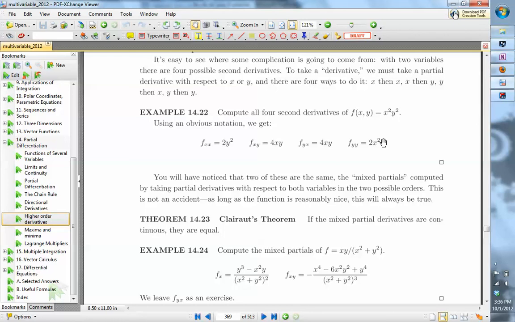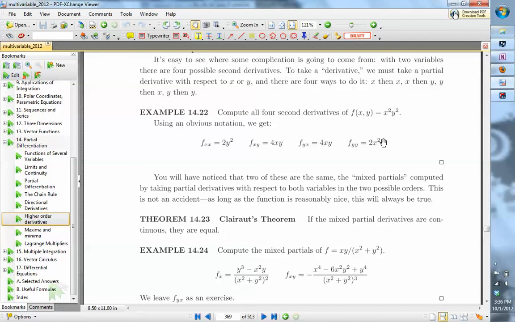But yes, for example, for a function of 3 variables, f sub xy and f sub yx are equal. F sub xz and f sub zx are equal. F sub yz and f sub zy are equal. So we've already gotten rid of 3 of the second derivatives. It's not the case, for example, that f sub xx is the same as f sub zz. Those are different, right? But whenever you have mixed ones, you can shuffle them around without changing anything.